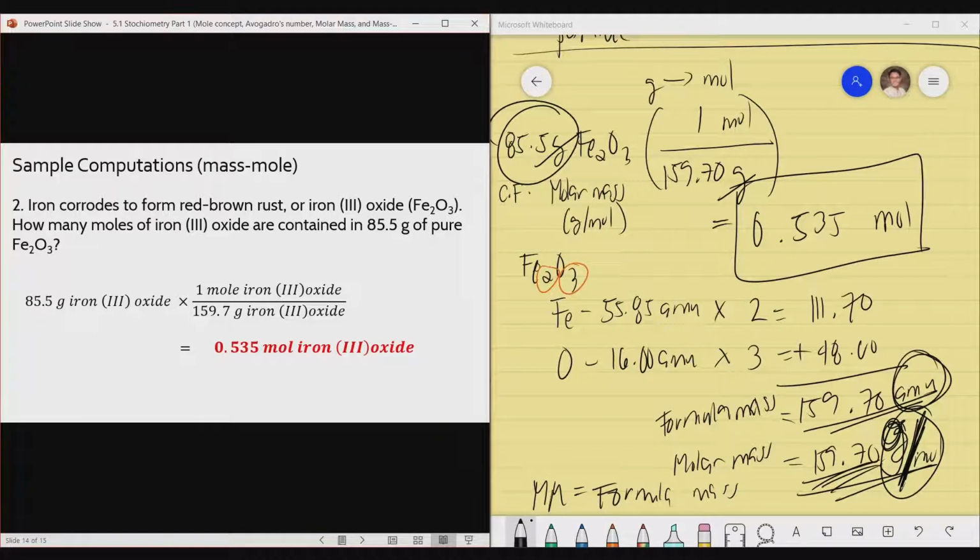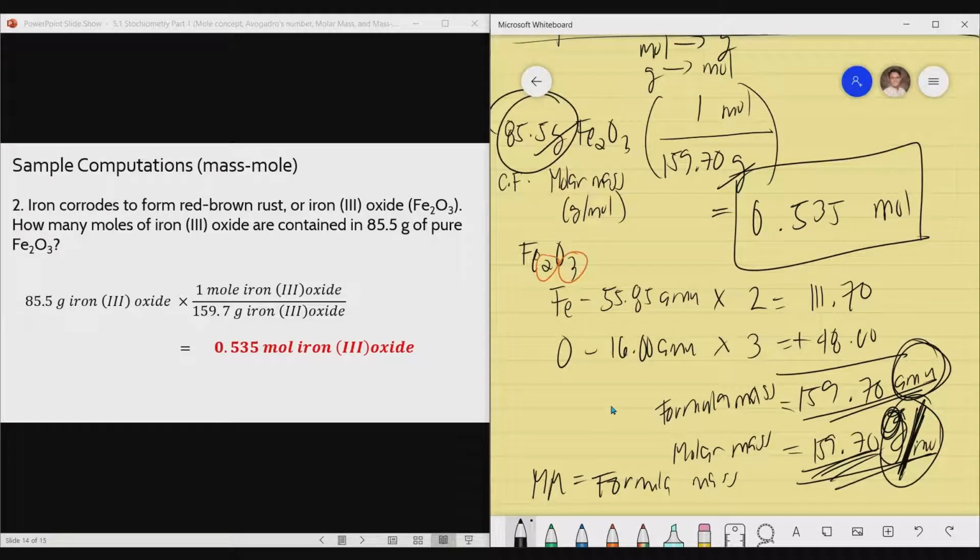Okay? So let me repeat. If we want to convert gram into unit mole, or to convert mole back into unit gram, we will be using the conversion factor molar mass. So again, if you want to convert gram to mole or mole back to gram, the conversion factor that we will be using is molar mass, which has the unit gram per mole. Okay? So again, the molar mass is most of the time not provided in the problem.